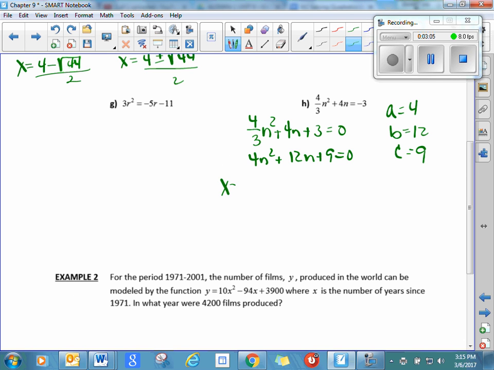Quadratic formula, x is equal to the opposite of 12, which is minus 12, plus or minus the square root of 12 squared, which is 144, and you know that, minus 4 times a, which is also 4, times c, which is 9, all divided by 2 times a.